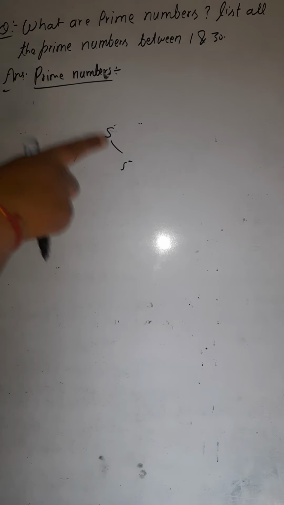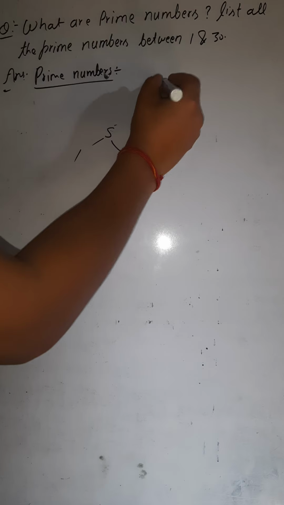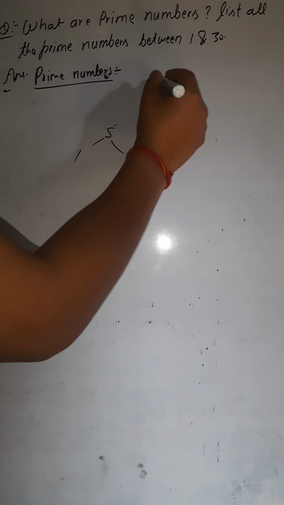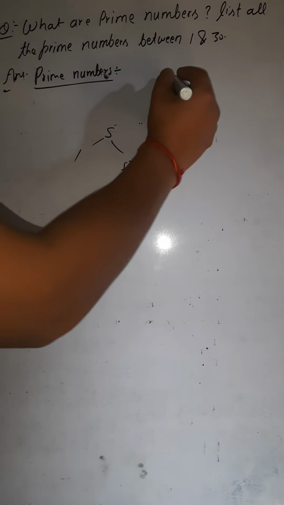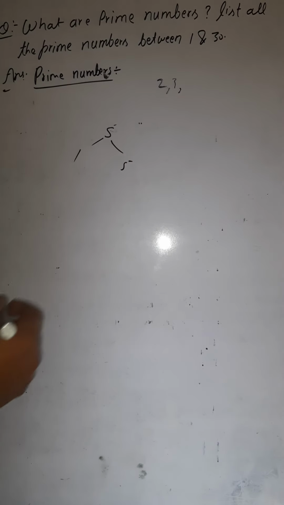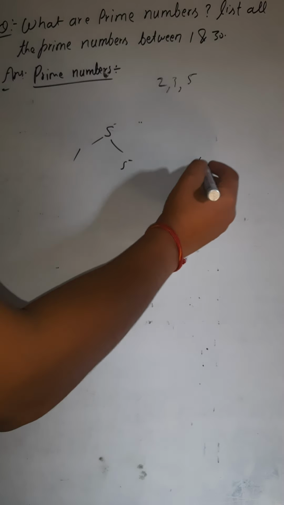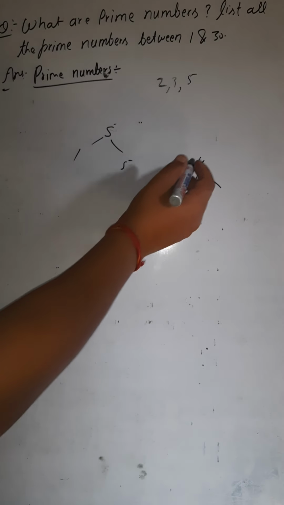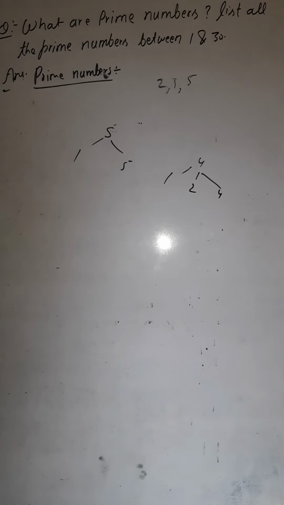So what is the smallest prime number? It cannot be 1, rather it is 2. 2 is the smallest prime number. Then after this we have the number 3, then 5, not 4. 4 has more than two factors. If you check the factors of 4, 4 is divisible by 1, by 2, and by 4 itself. So 4 has three factors and cannot be a prime number.